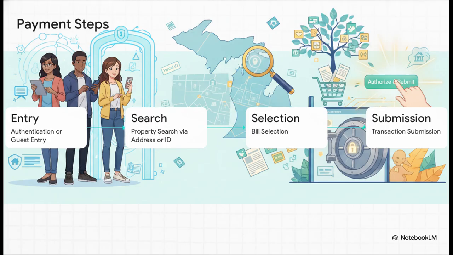Step 1, you'll enter the portal and choose to either register for a secure account, which honestly is great for saving your history, or simply proceed via guest checkout. Step 2, use your address or parcel ID to search and add the target property to your dashboard. Step 3, click Explore Service to review the outstanding bills and select the ones you want to pay, adding them to your cart. And Step 4, authorize the transaction and submit.